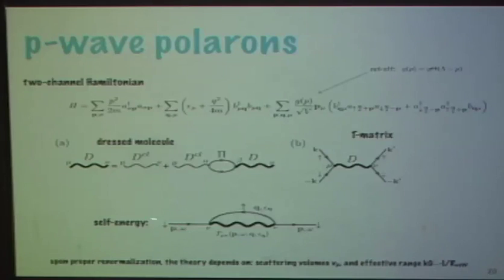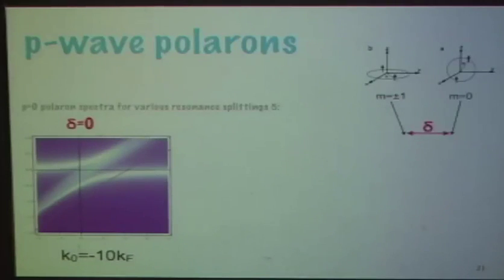We have an impurity, which is now the spin down, propagating, forming a molecule by interacting with a hole in the Fermi sea, propagating as a dressed molecule, and then going out again as a spin down. Plugging all the machinery into the Hamiltonian and working out the calculations, one can first start by looking at the zero splitting between these two states, and what one gets is a figure that looks very similar to the S-wave case. This is the spectral function of a single impurity that presents an attractive branch, a molecule-hole continuum, and a repulsive branch. And the dashed line here is the energy of the molecule.